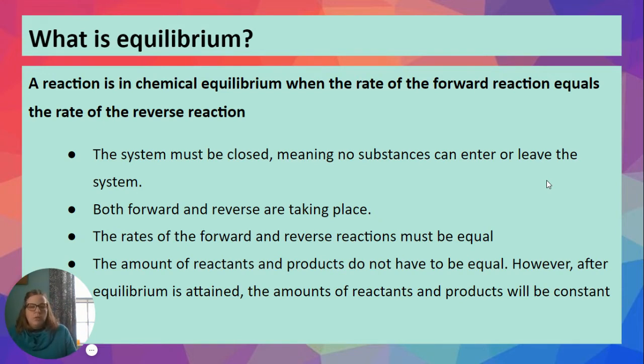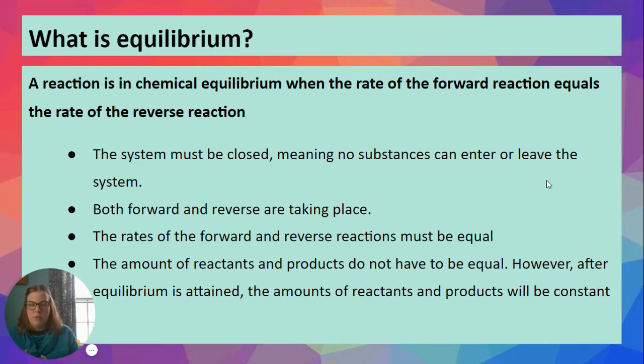When you reach equilibrium, there's a couple of things to keep in mind. Your system is going to be closed, which means that we're not pulling anything out or putting things in. So when we talk about a system reaching equilibrium, it's kind of like its own closed little system. Like I said, both your forward and reverse reactions are taking place and the rate of change is equal. So the rate forward and backwards is identical.